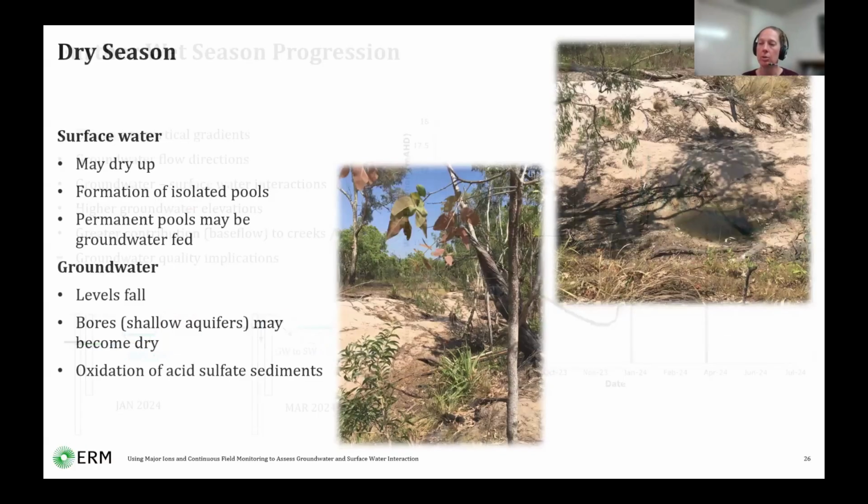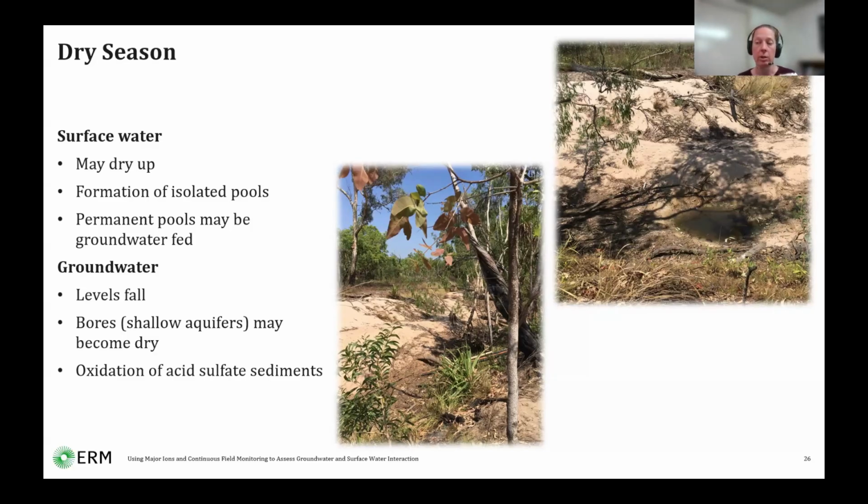And then finally, the dry season progresses further. Surface water locations might dry up as per the photo on the right-hand side. They might form isolated pools that could then evaporatively concentrate, increase in salinity, and that's then ready to be released again as that first flush at the start of the wet season.